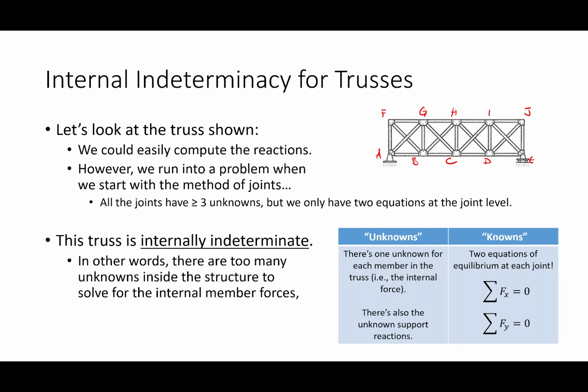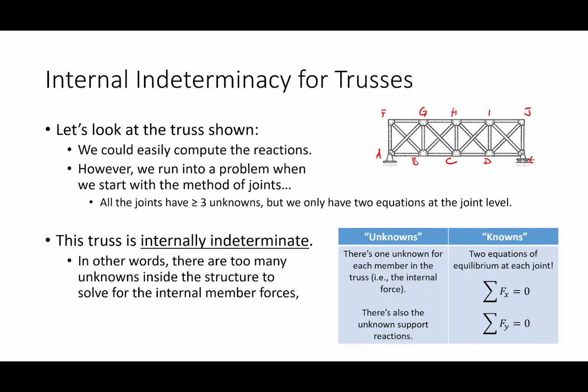And what do I know about each joint? Well, at each joint, equilibrium must be attained. So at each joint, the sum of forces in the x direction must be 0, and the sum of forces in the y direction must be 0. So if there's 10 joints, 2 equations of equilibrium at each joint, I have 20 known quantities.